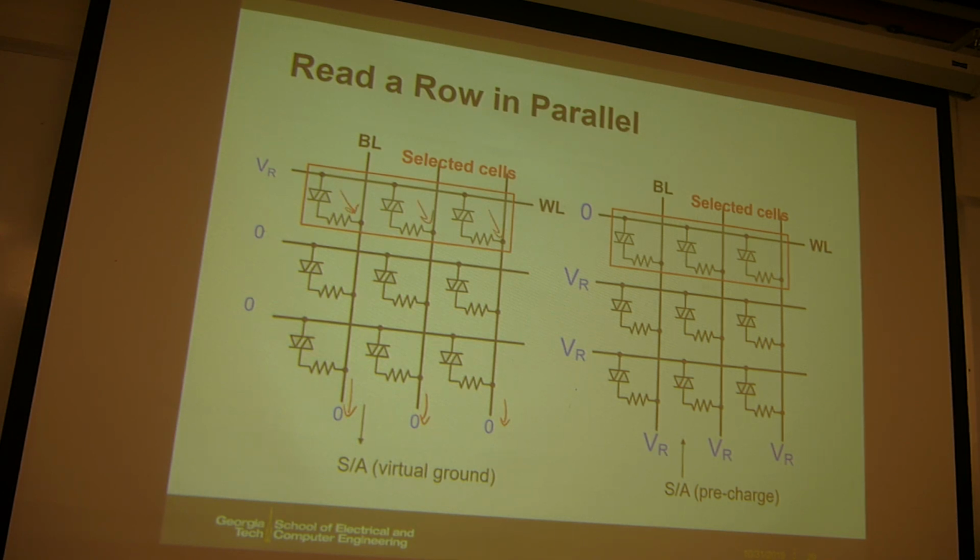And then you want to ground the other unselected rows. And then also here, the sense amplifier, this node needs to be somehow a virtual ground. Then you will read the current from this cell, and then you will determine 0 or 1 by your sense amplifier. This is more like a current mode sense amplifier. Current mode.